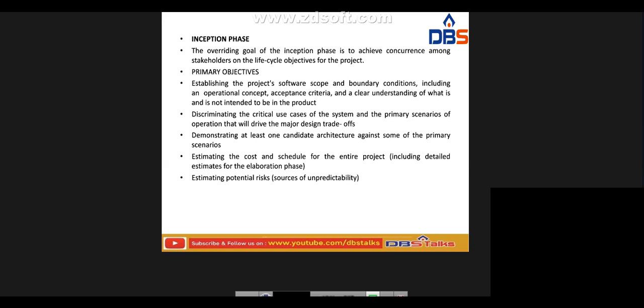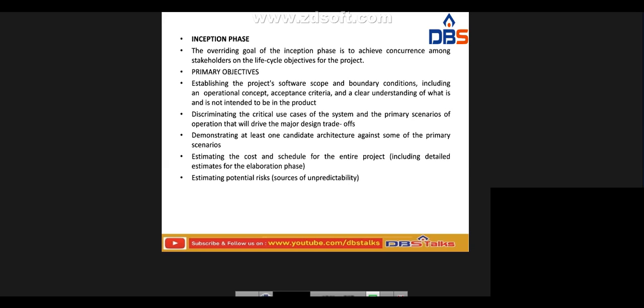Whenever we implement the particular application, it will include the operational concepts and acceptance criteria, and a clear understanding of what we have intended in the product and what we do not intend in the product. The second one is discriminating the critical use cases of the system and the primary scenarios of operation that will drive the major design tradeoffs. Designing the scenarios will be useful for implementing the major designs of the system.